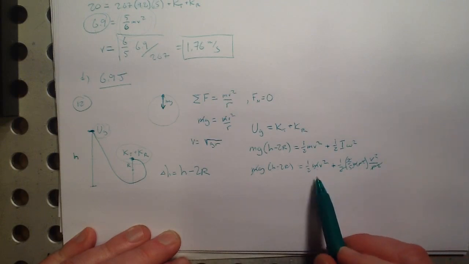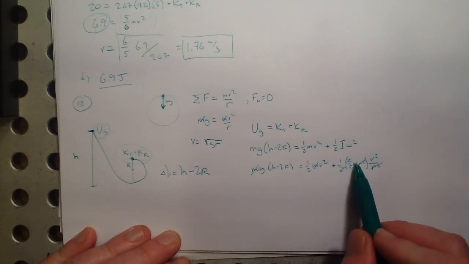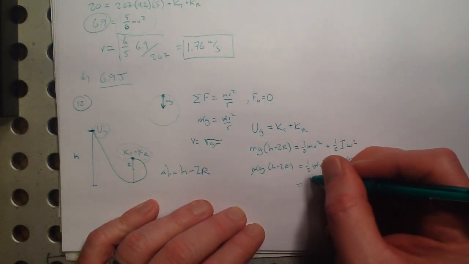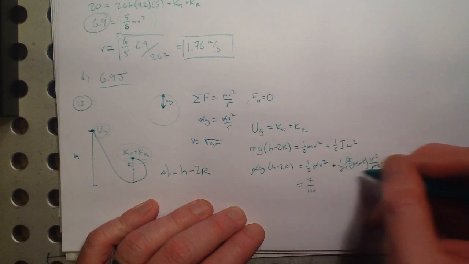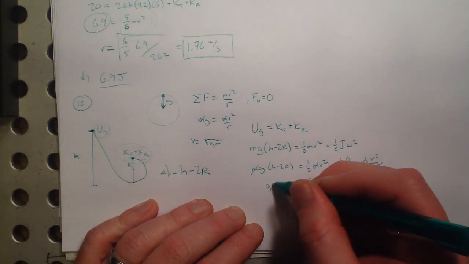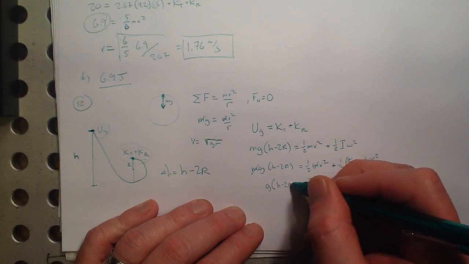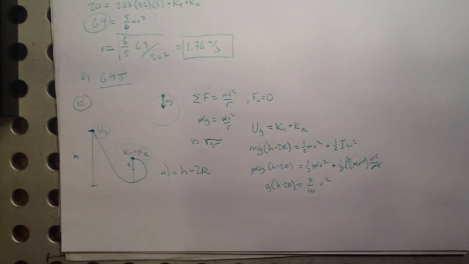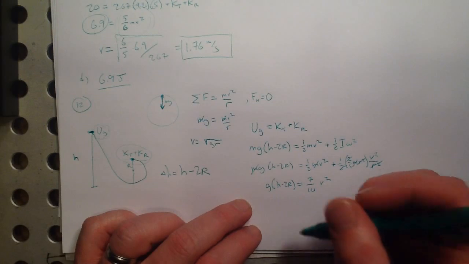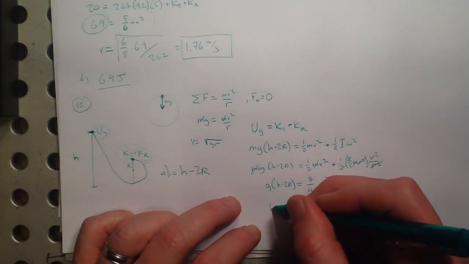And we've seen this before, but I went through it again. This is 1/2 plus 1/5 mv squared, which is 7/10. The m's have canceled out, so just 7/10 of v squared. That's g times h minus 2r on this side. And we're trying to solve for h, right? What's the height that we'd release it from? So, the height we would release it from here is going to be h.